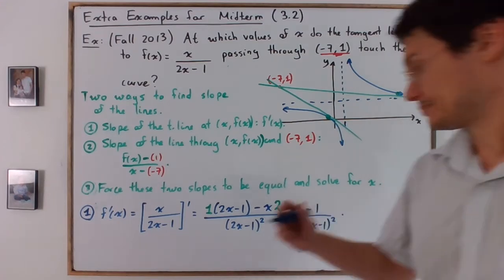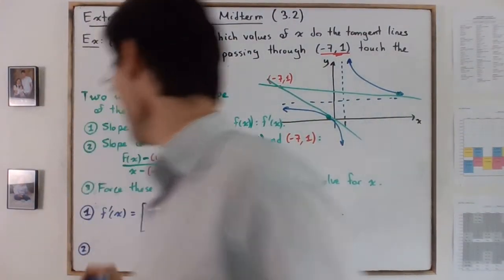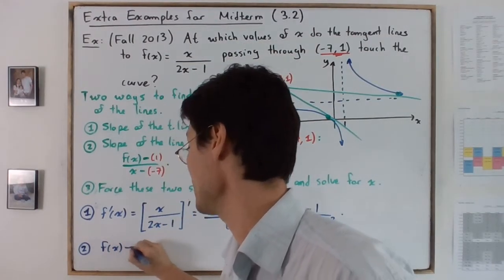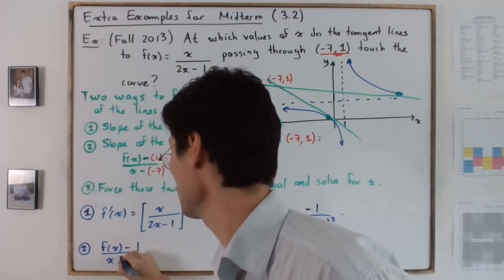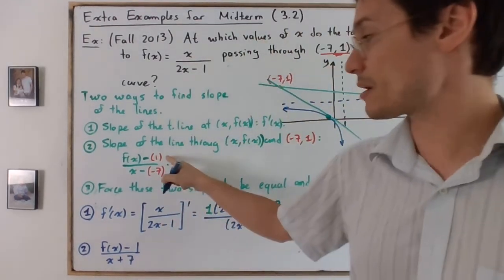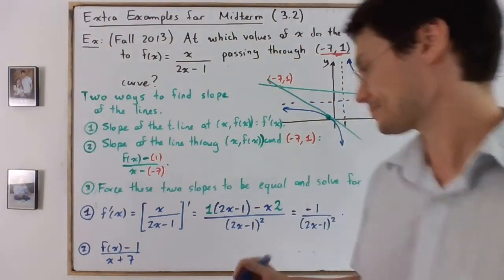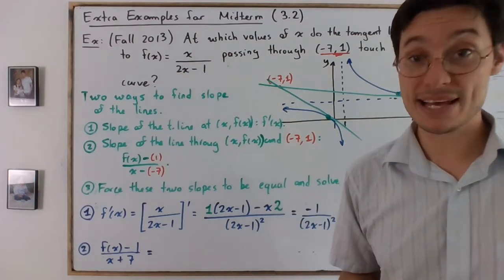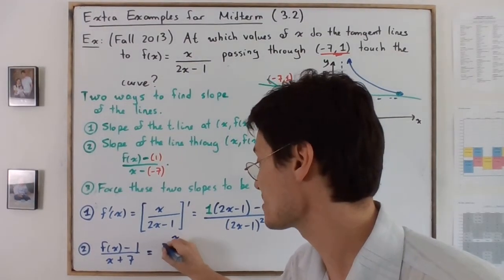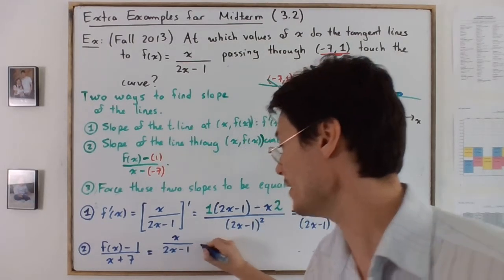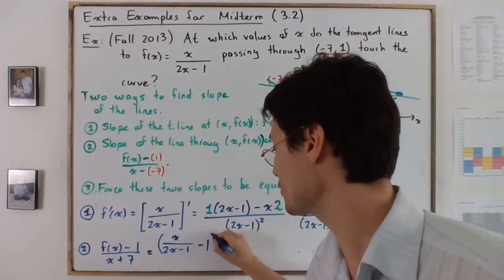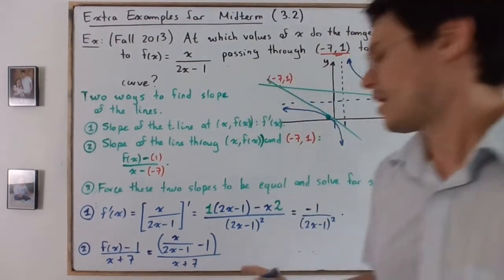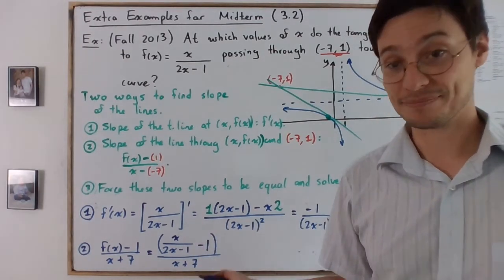Step number 2. What we want to do is compute f of x minus 1 over x plus 7. In other words, I'm computing what's over here. You see? Obviously, we want to replace f of x by what it is. So f of x is x over 2x minus 1, minus 1. Now be careful, because what you're going to have here is what I like to call a wedding cake, a fraction inside of a fraction.